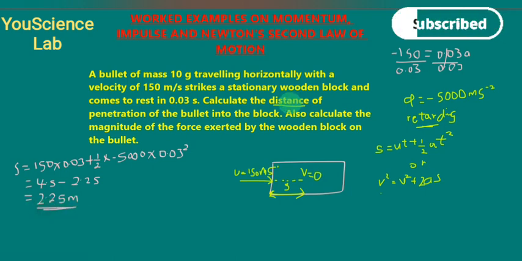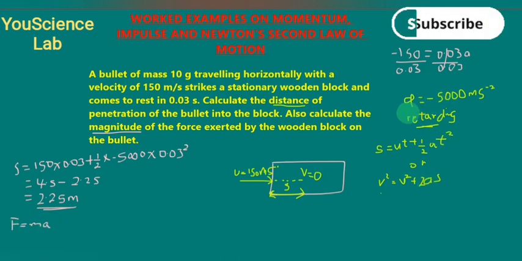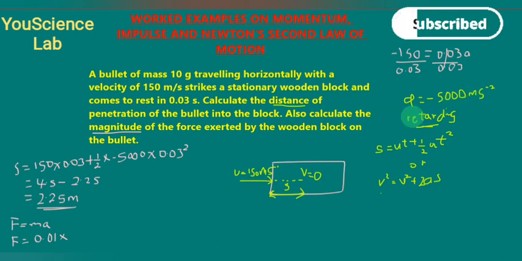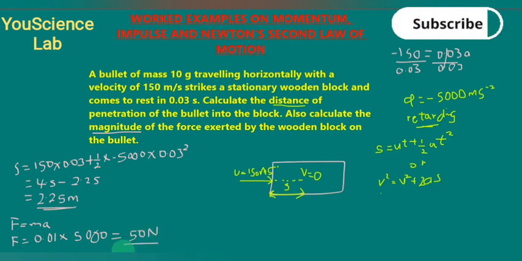So to calculate the magnitude of the force, remember that F is equal to ma. Because we are looking for the magnitude, we are going to ignore the minus sign. So F is equal to the mass, that's 0.01, times the acceleration, which is 5,000, and that is equal to 50 Newton. So that is the magnitude of the force.